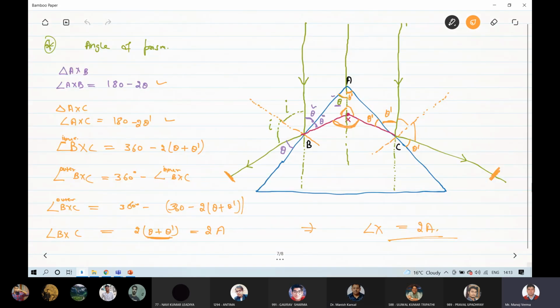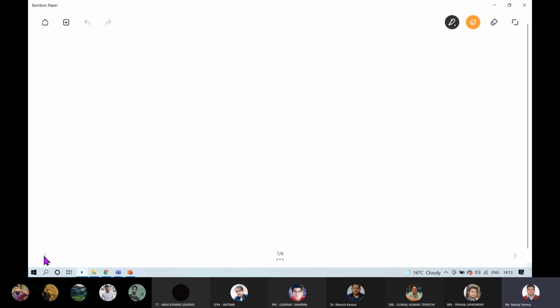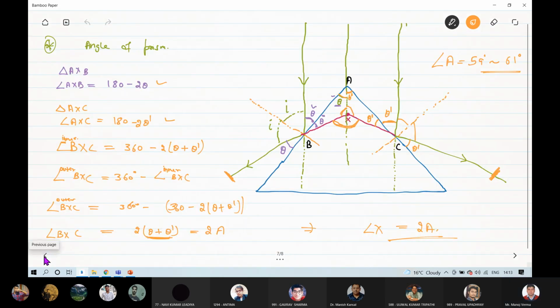So I hope all of you have done this part, and you must have got the value of A to lie somewhere in the range of 59 to 61 degrees. Right. So now it is very easy to understand with the help of this ray diagram how we can use these ray diagrams to find out the angle of prism.